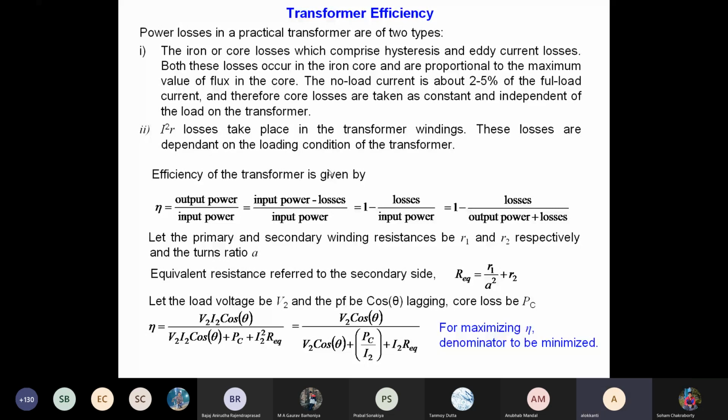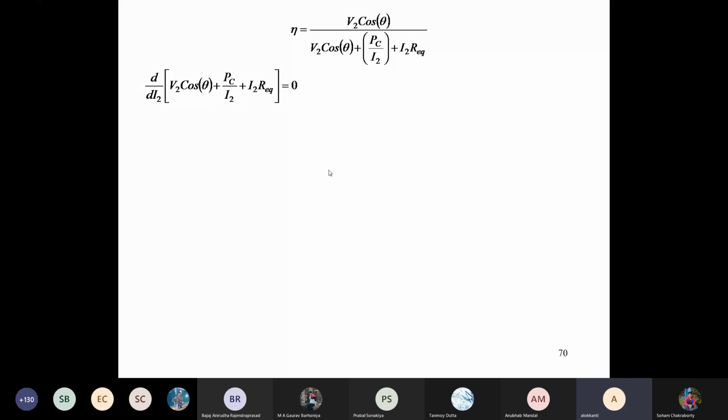Okay, so for maximizing eta, the denominator has to be minimized. So let us do that. Your eta is equal to V2 cos theta divided by V2 cos theta plus PC by I2 plus I2 Req. If you minimize the denominator, you know better. So if you differentiate with respect to I2, the first part is constant, the second part leads to minus 1, just like 1 by x. So it becomes minus 1 by x square: minus PC by I2 square plus Req equal to 0.